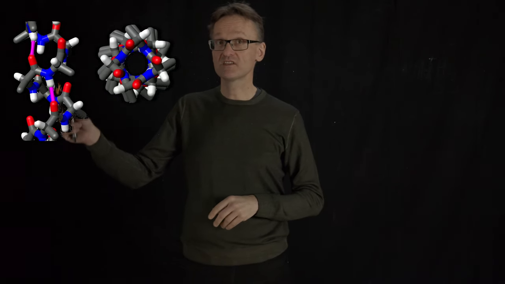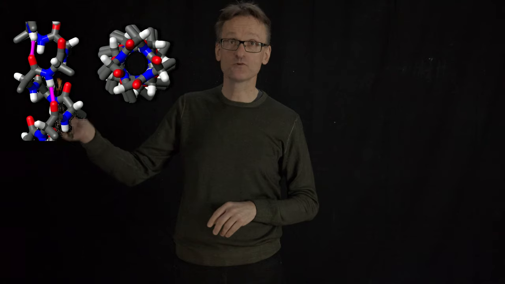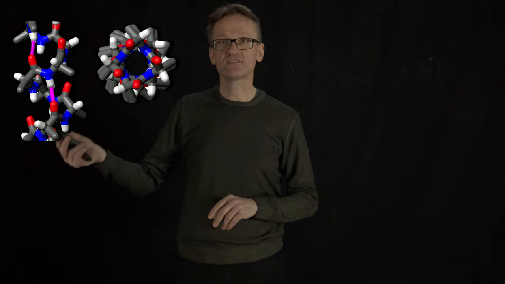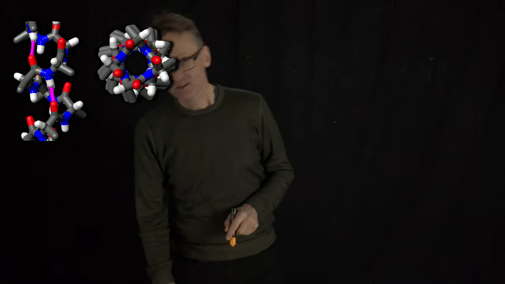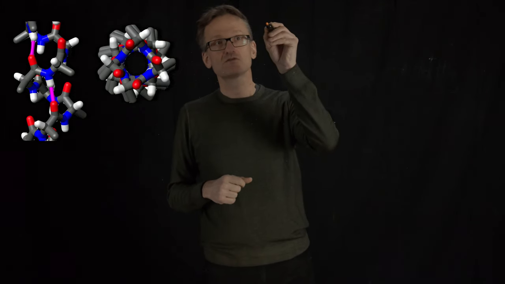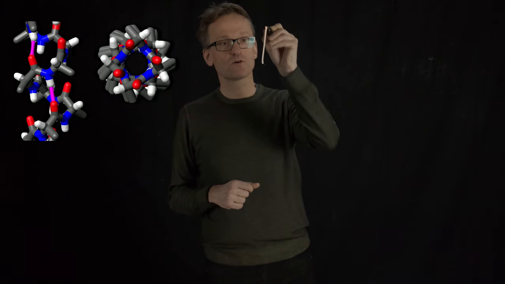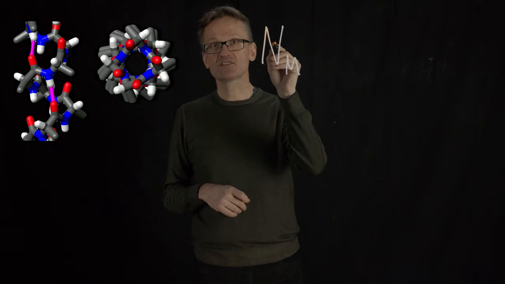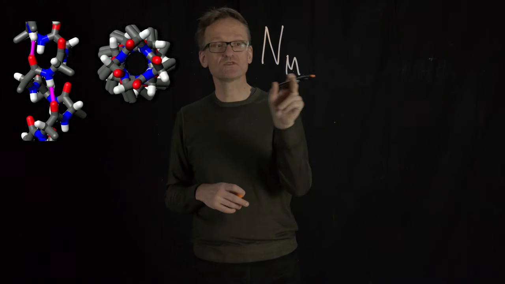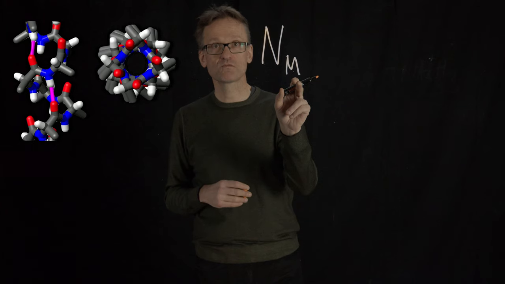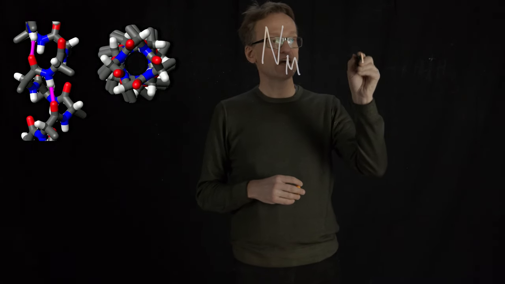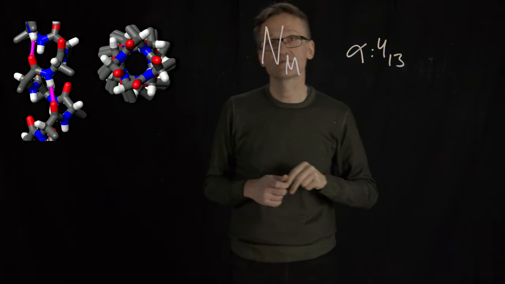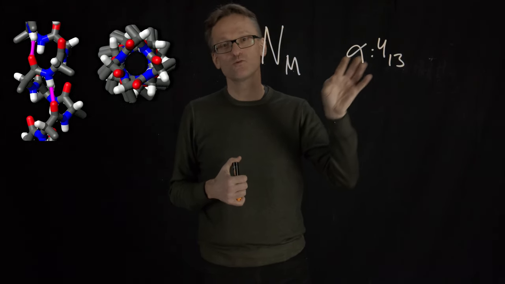Along the chain, we have these hydrogen bonds from residue I to residue I plus 4. And it turns out there are exactly 13 atoms if we count all of them per turn. There is a nomenclature for that. To specify helices, we occasionally call them NM helices, where N is the number of residues between adjacent hydrogen bonds and M the number of atoms per turn. So the alpha helix would be what I would call a 4-13 helix. Nobody calls that 4-13, it's always the alpha helix.